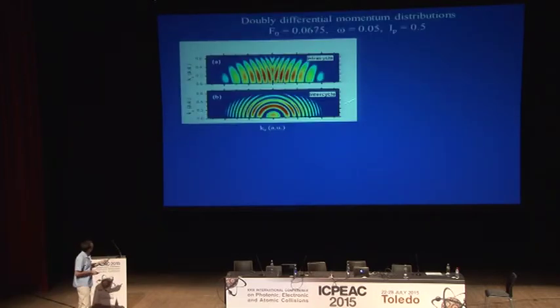So here I plot, we are dealing now with a two-dimensional problem because this process has cylindrical symmetry around the polarization axis. So we need two different physical magnitudes in order to describe the final state. So here we choose the longitudinal momentum along the polarization direction and the transverse momentum.